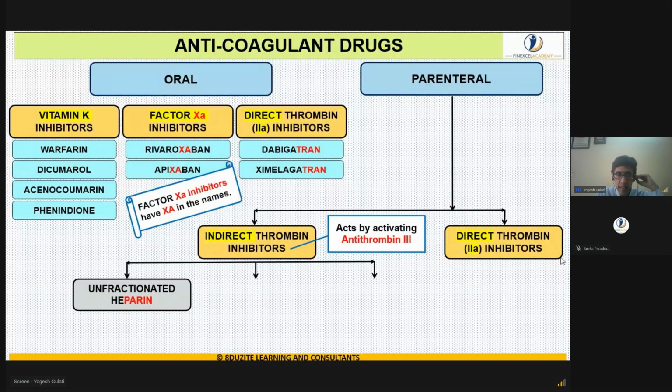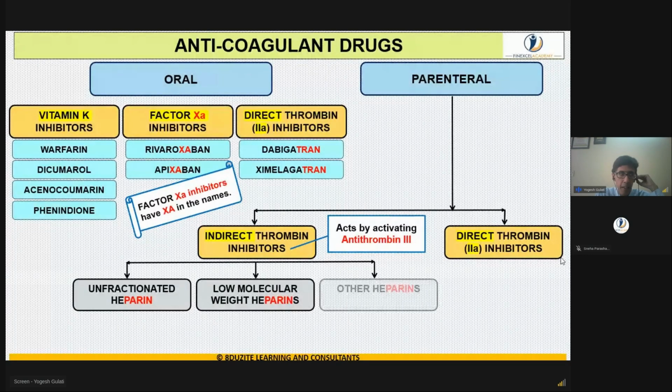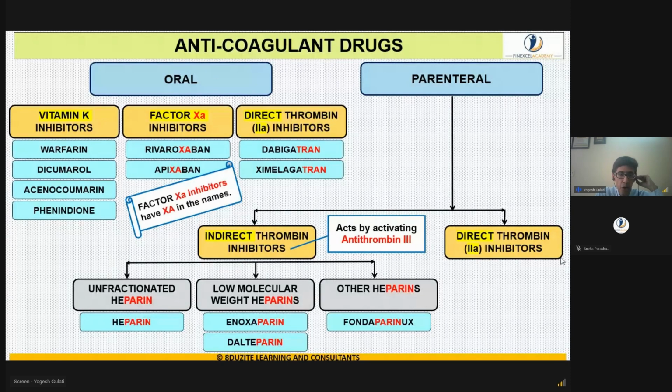In this class, there are three groups of indirect thrombin inhibitors: unfractionated heparin, low molecular weight heparins, and other heparins. So they are all heparins. Okay. In unfractionated heparin, let us first look at the drugs. We have traditional heparin. In low molecular weight heparins, we have enoxaparin and dalteparin. And in other heparins, we have fondaparinux and idraparinux.